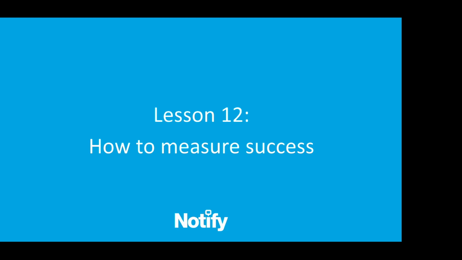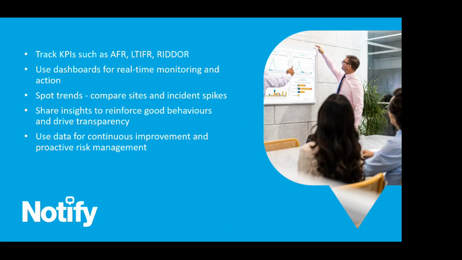Lesson 12. How to measure success. Once your system is in use, you can start to measure success, and this starts with clear KPIs. Refer back to the success criteria you defined in Module 1. Are you seeing faster reporting times, fewer overdue actions, more hazards spotted before they become serious accidents?